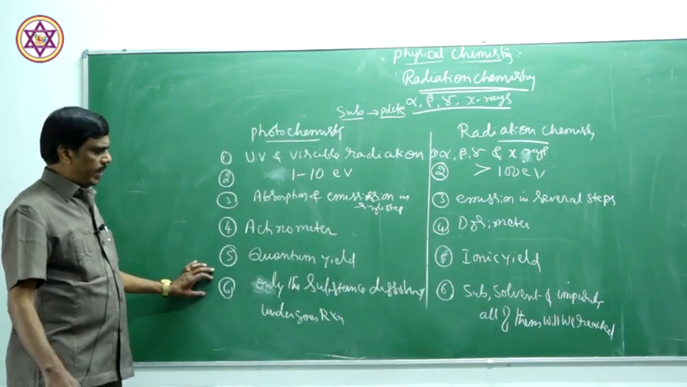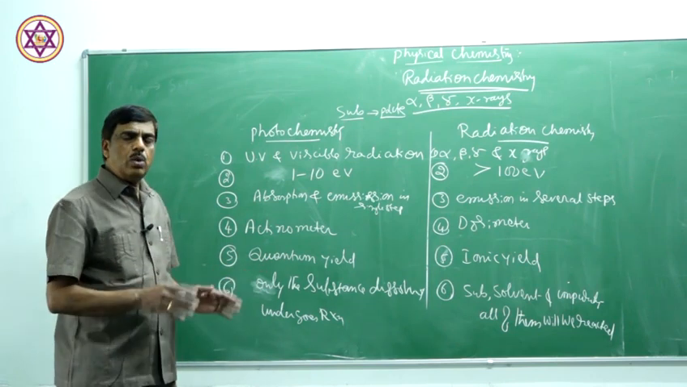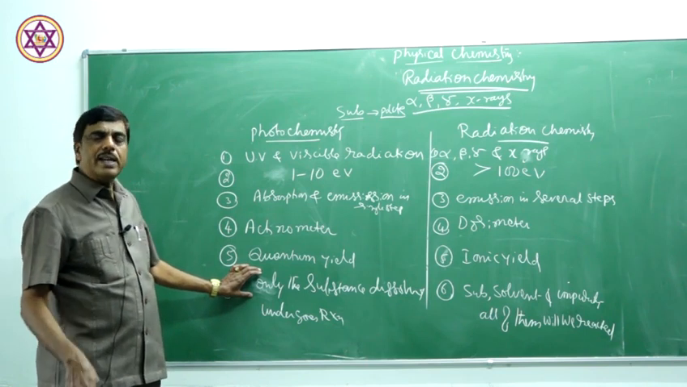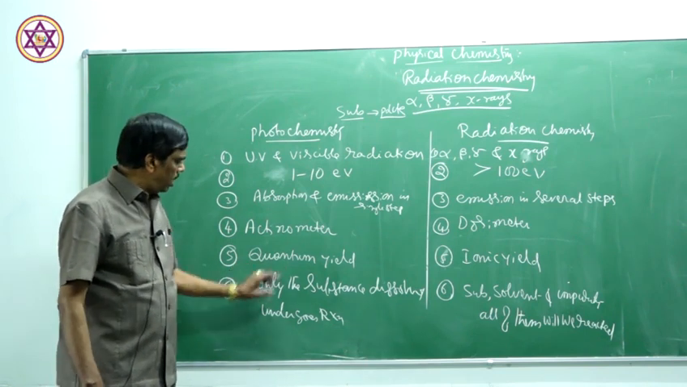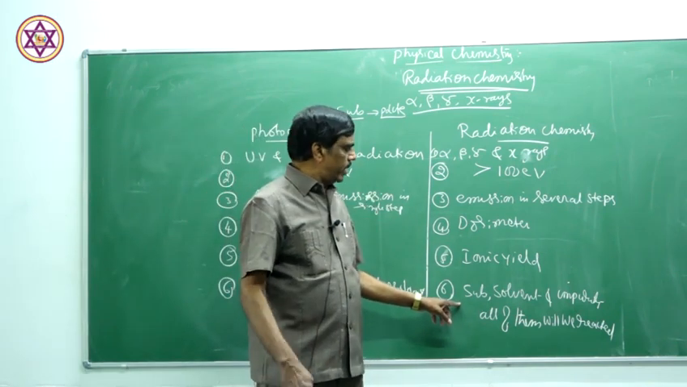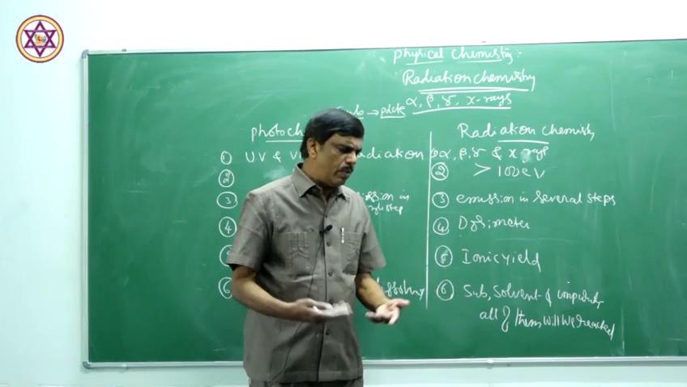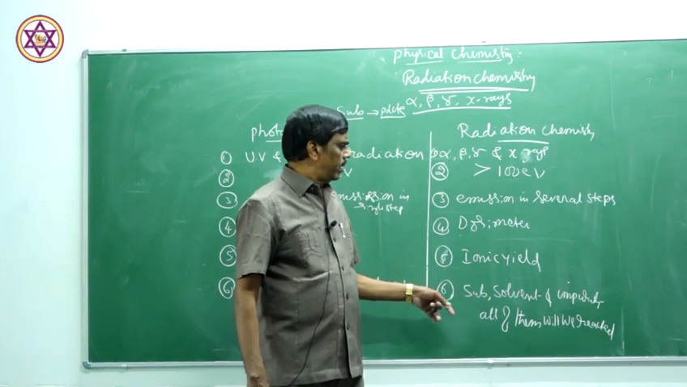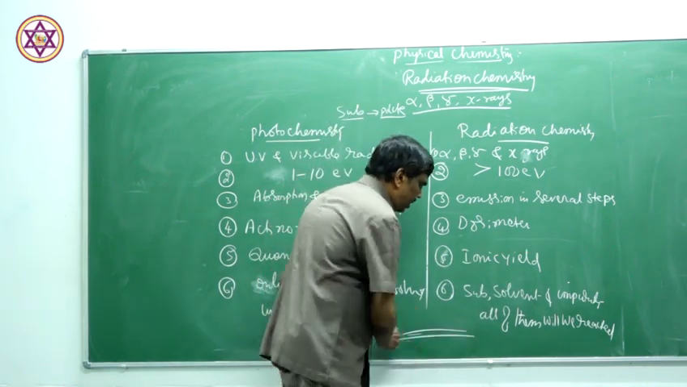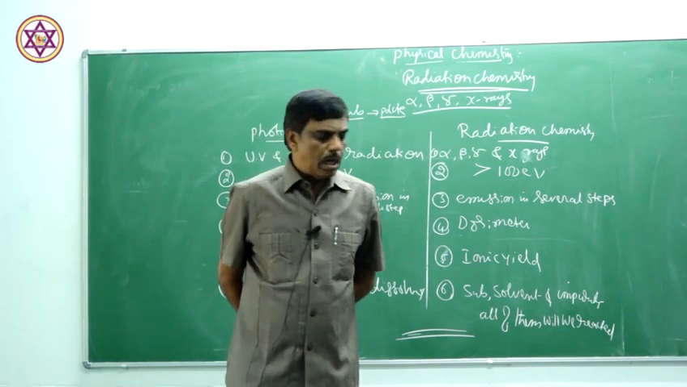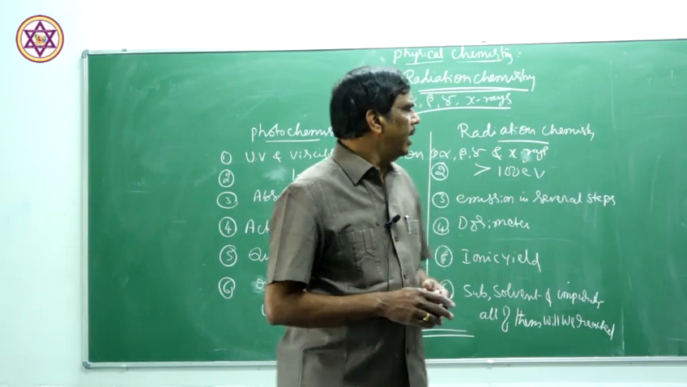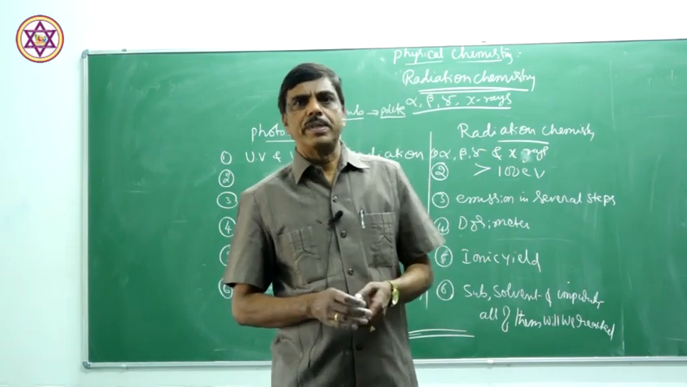And the last difference is that in a solution, if you irradiate ultraviolet or visible light, only the reacting or dissolved substance undergoes reaction. Whereas with high energy radiation, the substance, solvent, impurity, whatever is there in the reactant, all of them undergo reaction. These are the main differences between radiation chemistry and photochemistry. So, in the next video, we shall discuss radiation chemistry in detail. Thank you.